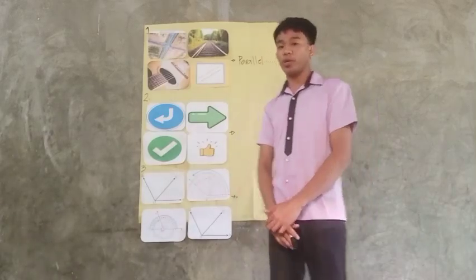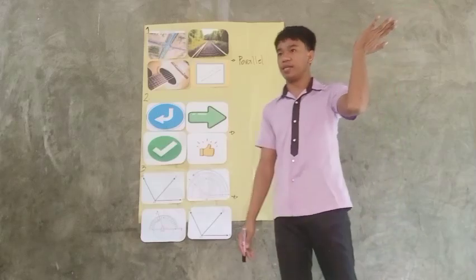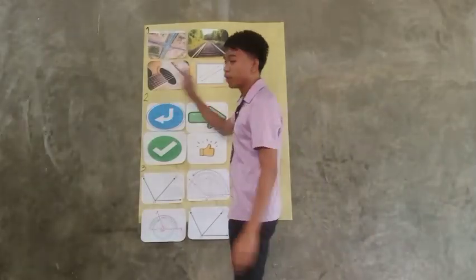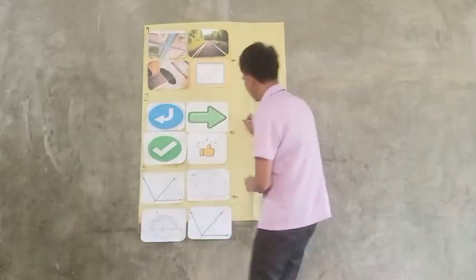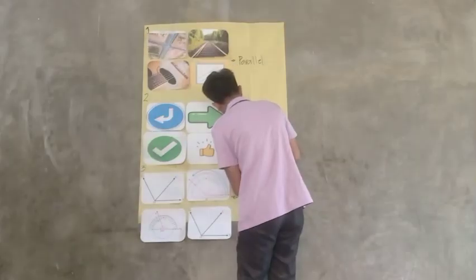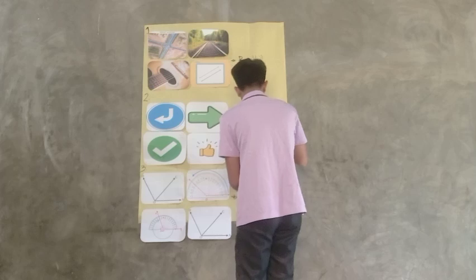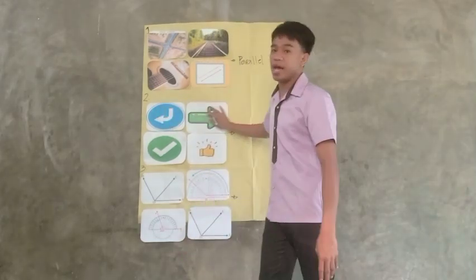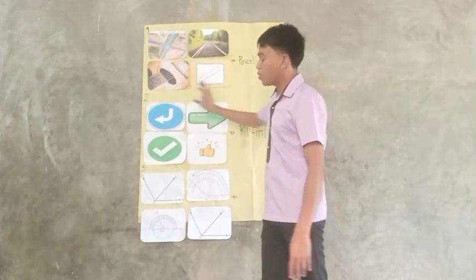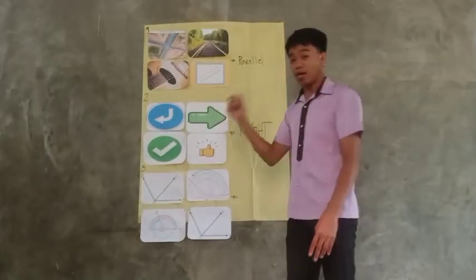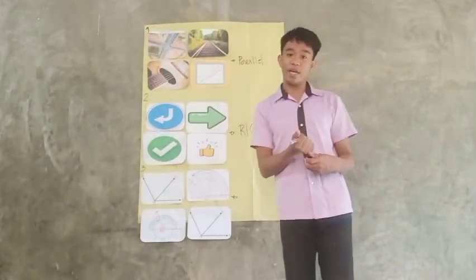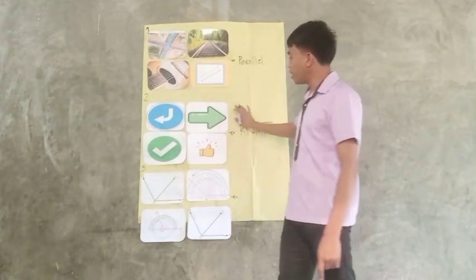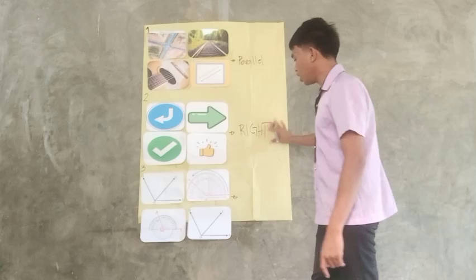For the next picture, okay, who wants to guess it? That's right. Okay, very good, Kaisel. For the next picture, it's called right. Okay, it's right. Just like this one, you have seen here a right sign, and also the okay sign, which also means right. So the word on this picture is called right.